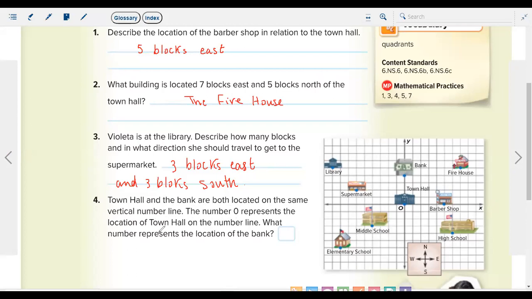What number represents the location of the bank? Location of the bank. So from 0 we count 1, 2, 3, 4. So it's 4. See how easy, shabab?